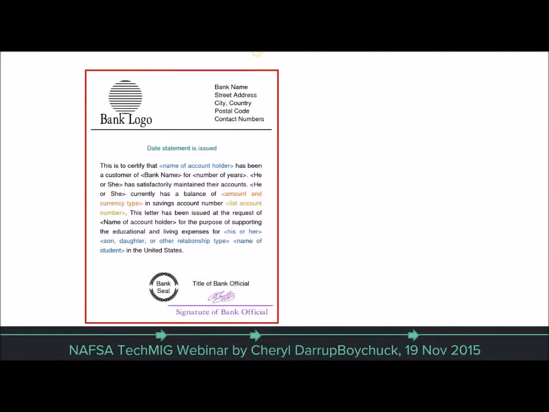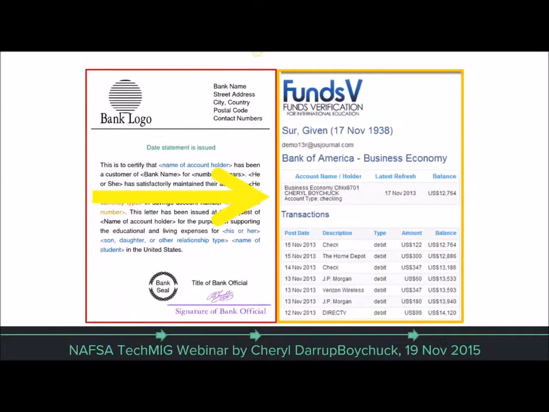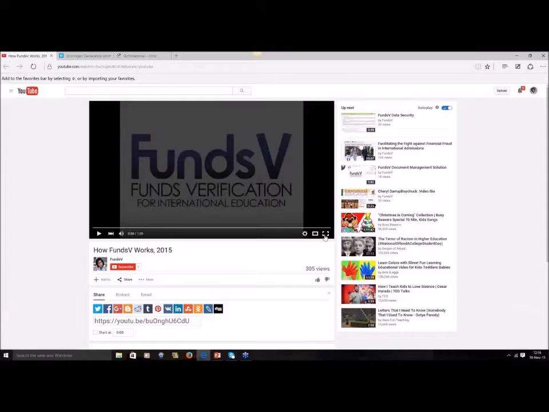So here's a pretty standard template for the current system, with plenty of opportunity to manipulate, alter, or fabricate bank logos, signatures, or seals, especially given today's pretty sophisticated desktop publishing capabilities. Here's an output page in a platform designed by FundsV where only data is transferred, which in essence minimizes that opportunity to manipulate, alter, or fabricate bank logos, signatures, or seals. How FundsV works.